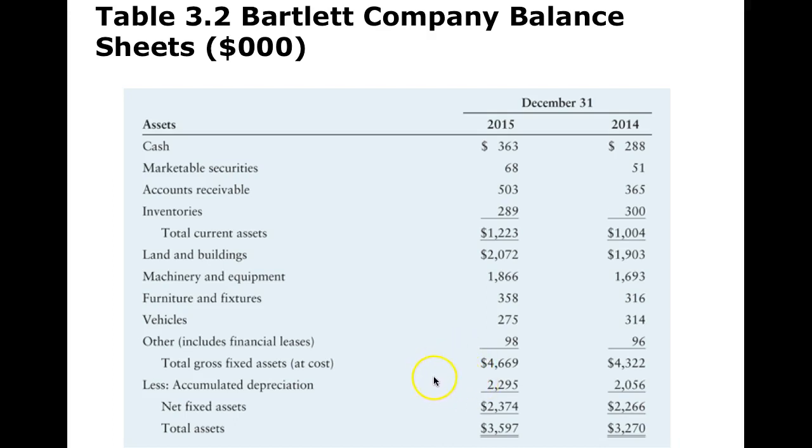So if we owned a fleet of 100 cars and they're 5 years old, we wouldn't want to show them at the value of the original purchase. We want to show them at what their resale value would be today, and that's what depreciation helps us keep in line. So we add our net fixed assets and current assets together, and we get our total assets.